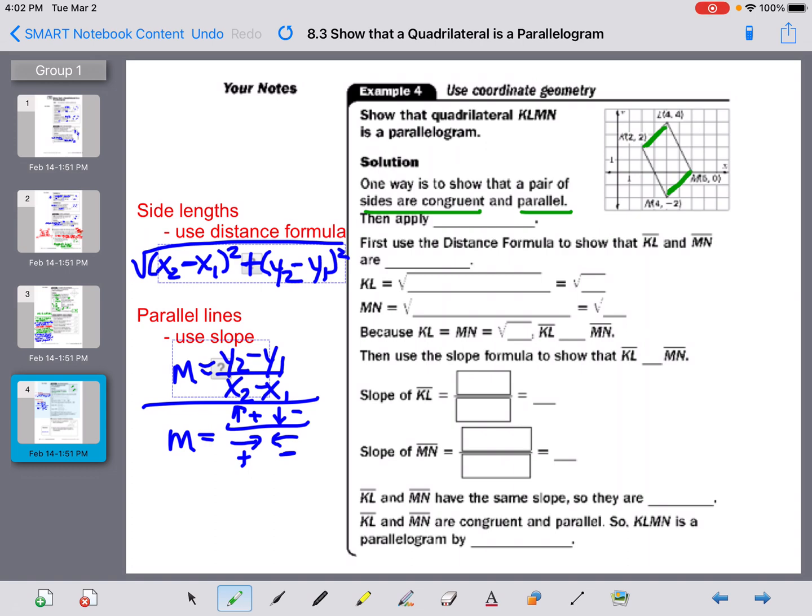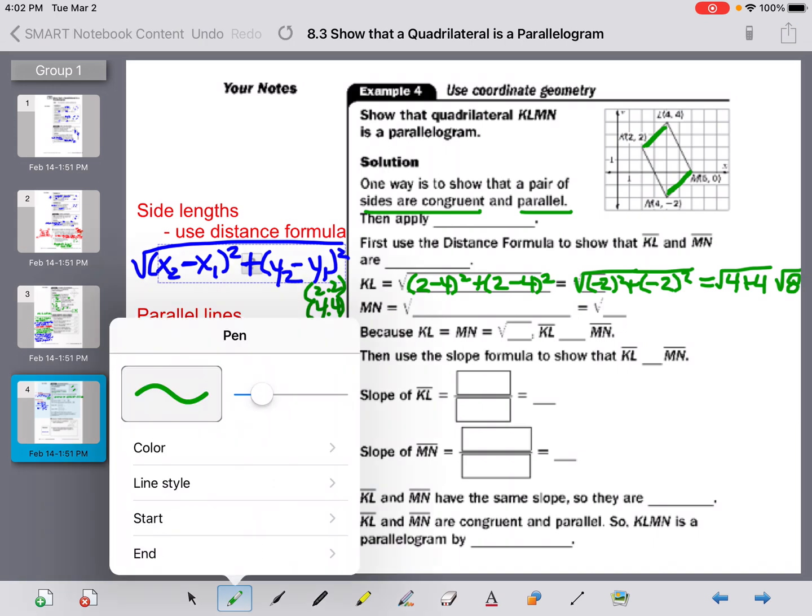So first we're going to do the distance formula. Well, K looks like it's at 2, 2, and L is at 4, 4. So we're going to find the distance between them. Subtract those x's, 2 minus 4. Subtract those y's, 2 minus 4. 2 minus 4 is negative 2. 2 minus 4 is negative 2. Negative 2 squared is 4. Negative 2 squared is 4. 4 plus 4 is 8. I know that simplifies down, but I'm not worried about what it simplifies to. I'm worried if it matches MN. So that's what I'm more worried about. Okay, so let me do MN.